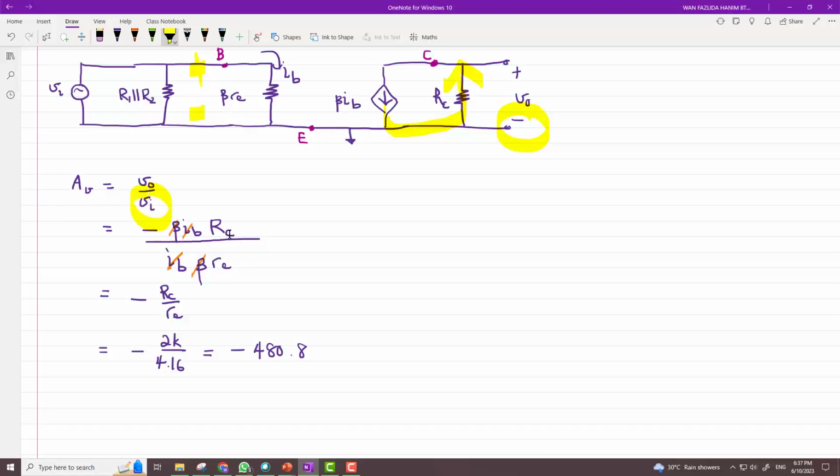Because all of these are parallel, but what I want is an expression that contains IB, because my intention is to cancel the IB in the numerator and the denominator. So I find here beta RE times IB, and I get this expression RC over RE, where RC is 2 kilo ohm and RE is 4.16 ohm. So I get my answer for the voltage gain to be negative 480.8, and this negative value indicates that the output voltage and the input voltage are out of phase.